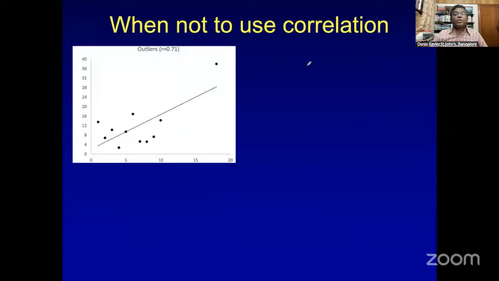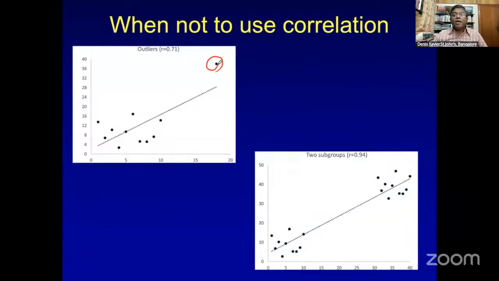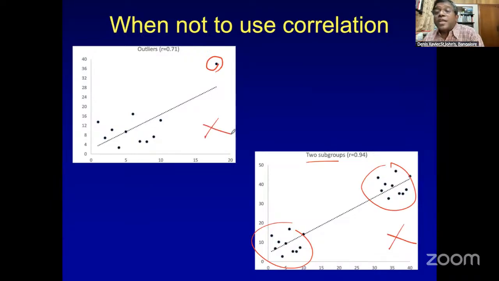When not to use correlation is when you have outliers like this. This will really skew it. Okay. Or when there are two subgroups, one over here and one over here. Correlation is not recommended in these two situations. These are the things that statisticians will tell you.